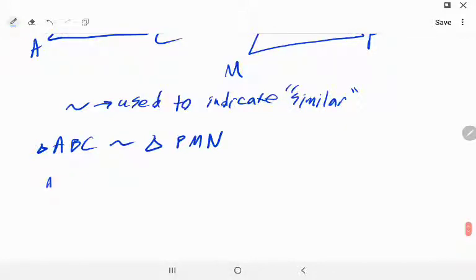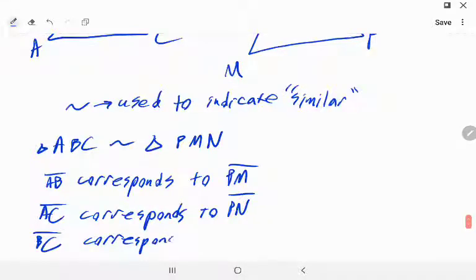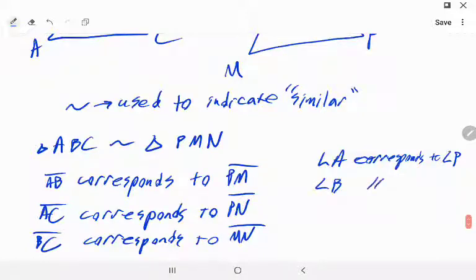We notice that we're saying side AB corresponds to the side PM, side AC corresponds to side PN, side BC corresponds to the side MN, and we know angle A corresponds to angle P, angle B corresponds to angle M, angle C corresponds to angle N.